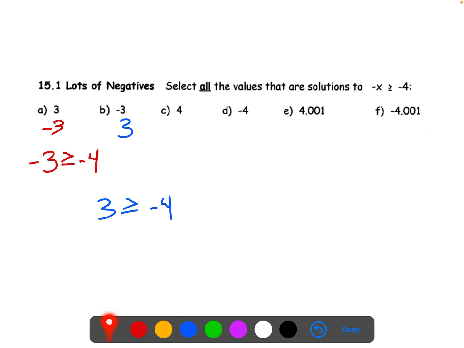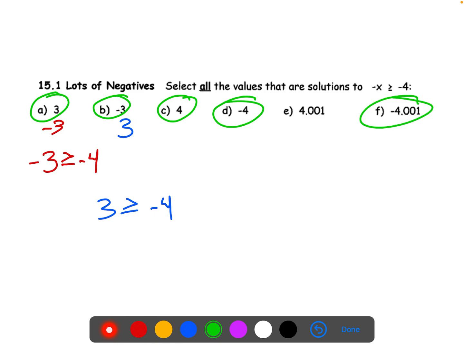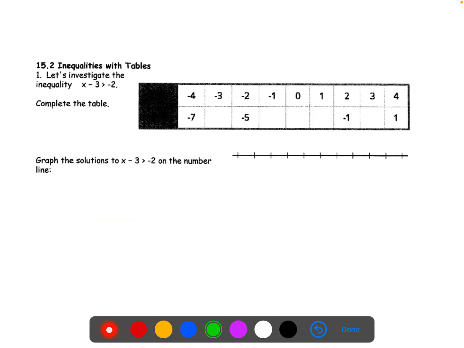Okay, hopefully what you found is that A, B, C, D, and F are all values that can be solutions in the inequality here. They can all be values of x. Okay, let's go on to the next part. And for the next activity, we're going to do this several times to practice this skill.